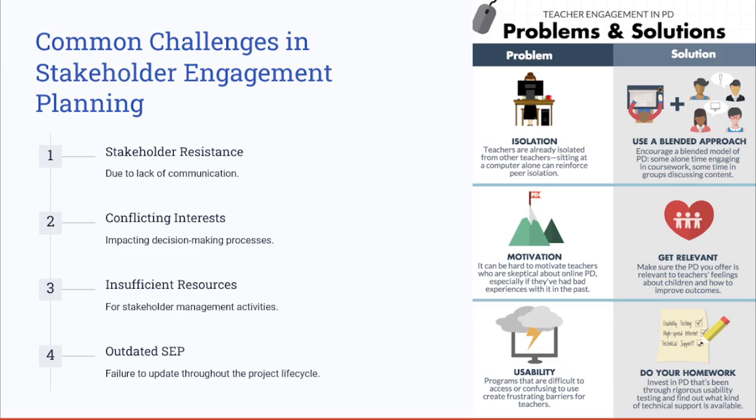Common challenges that you might meet when dealing with stakeholder engagement planning. While developing the stakeholder engagement plan, common challenges include resistance from stakeholders who feel left out of communications, conflicting interests between different stakeholders or different priorities, and inadequate resources dedicated to the engagement activities. So, a dynamic stakeholder engagement plan should be updated regularly to adapt to new stakeholder needs or project changes.